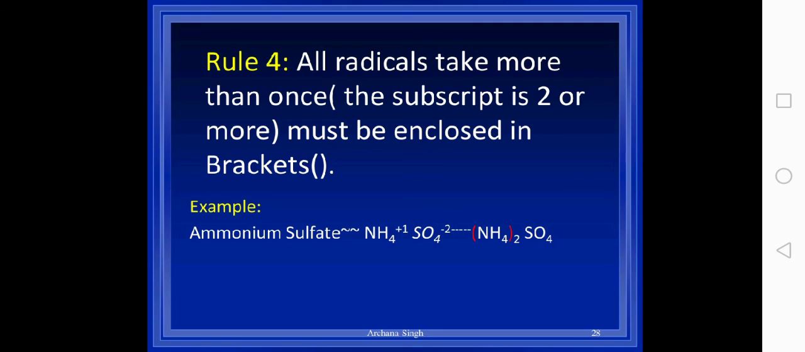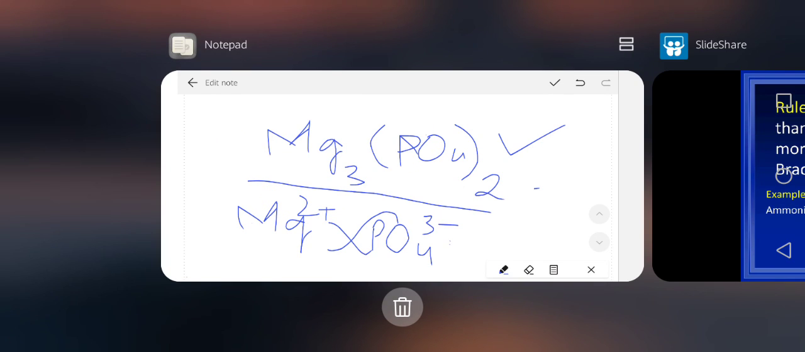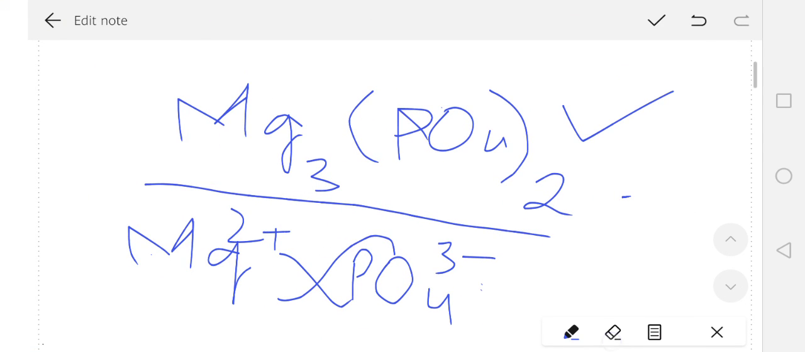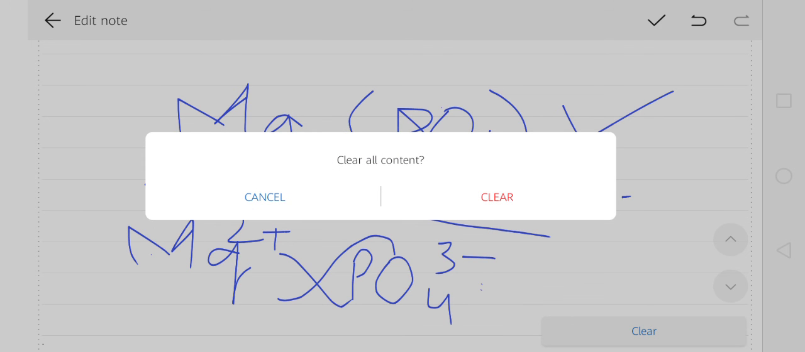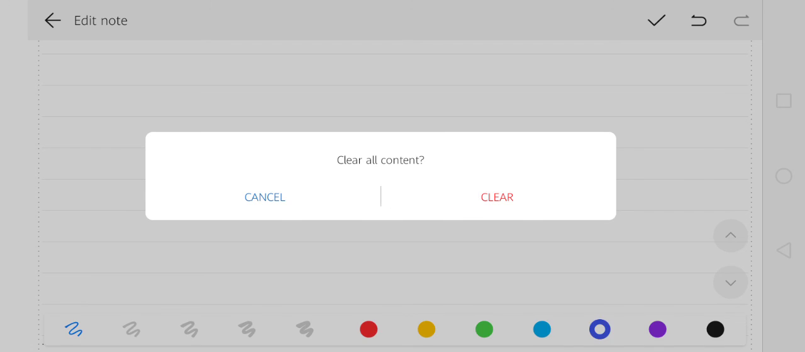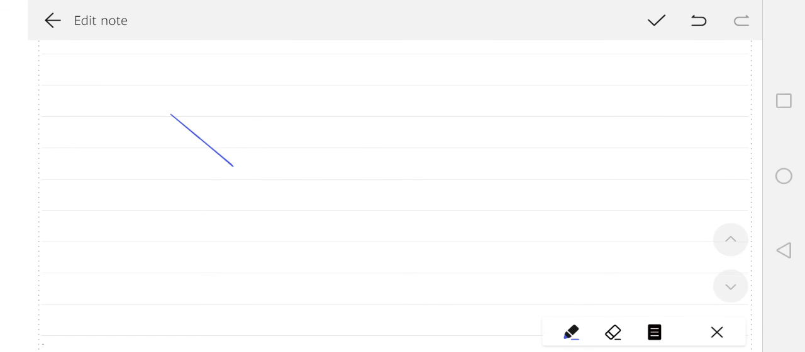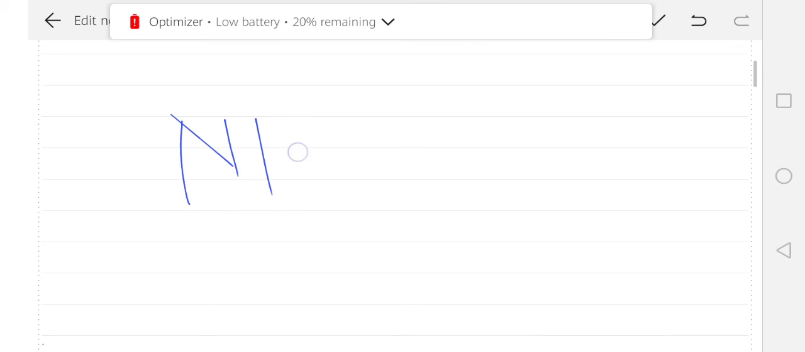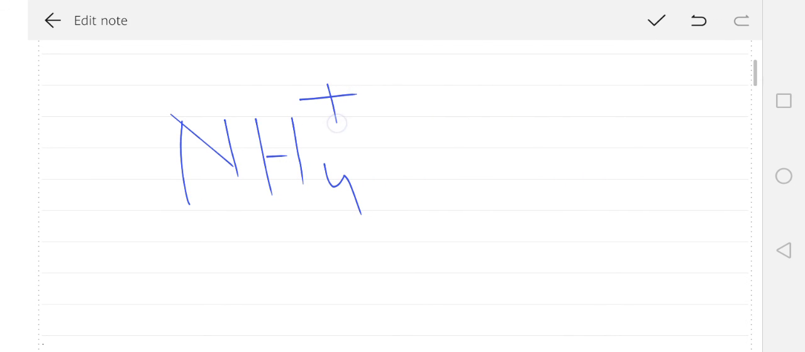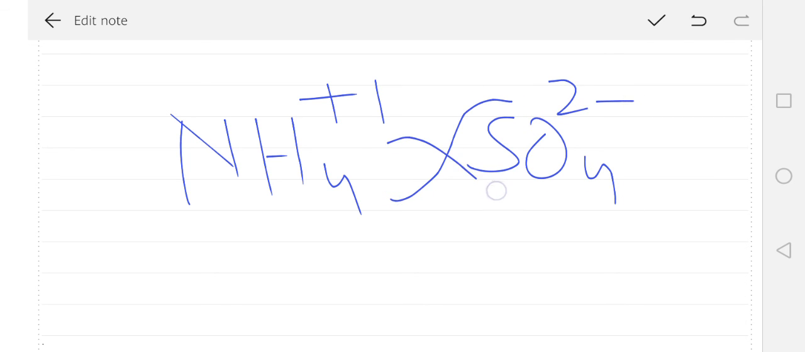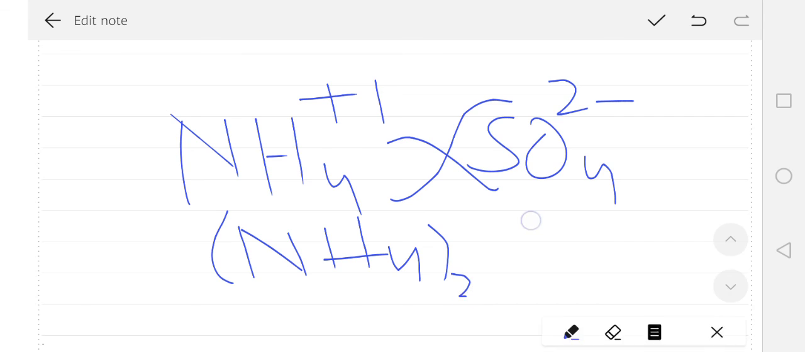Like ammonium sulfate, you need to write brackets. In the case of ammonium sulfate, ammonium has charge 1 plus, and sulfate has charge 2 minus, so its formula becomes (NH4)2SO4.